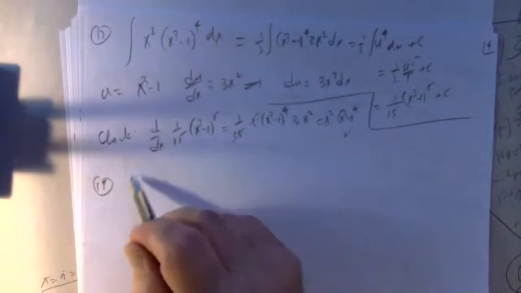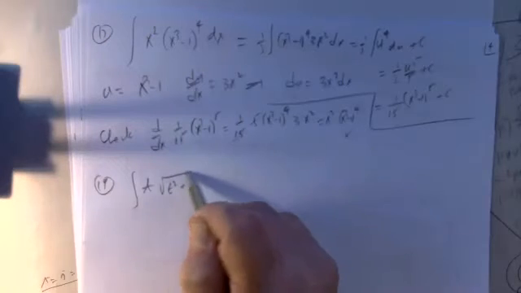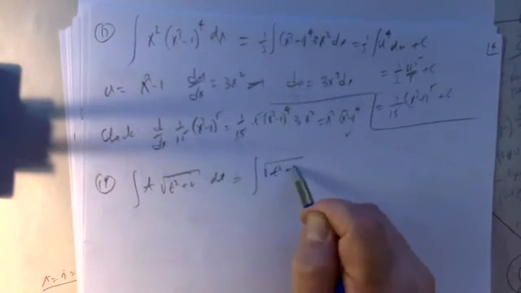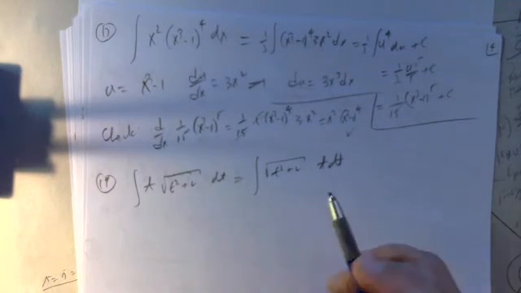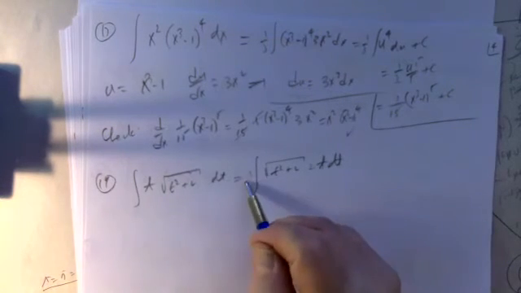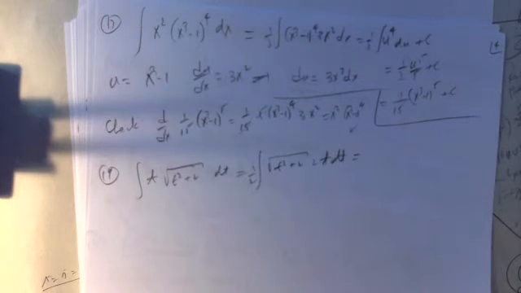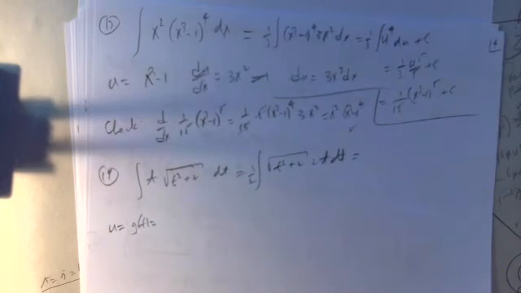Number 19, we have the integral of t times the square root of t squared plus 2 dt, which I could write as the square root of t squared plus 2 times t dt. If you want a hint, I would say multiply and divide by 2 and write it like that. That's a big hint. Once I do that, you should be able to figure out the next step. What function of t should we let u be? U is going to be some function of t. What is it?